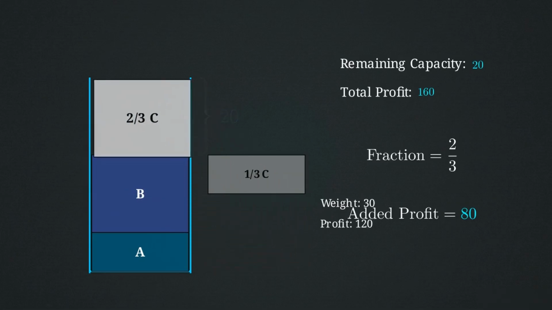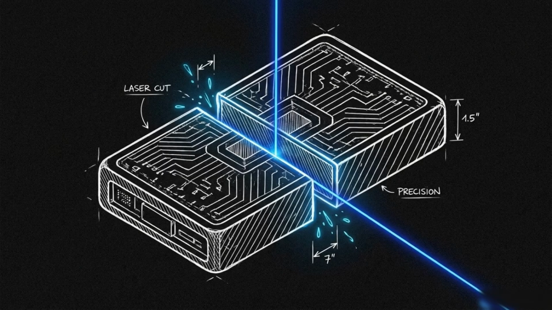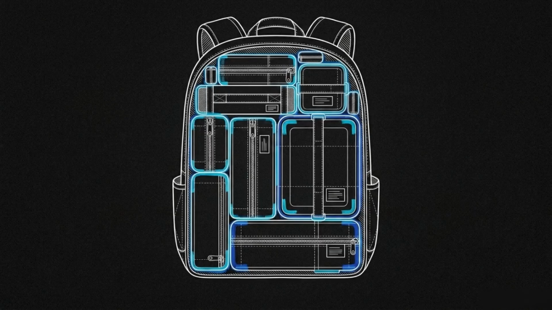To find our added value, we multiply that 2/3 fraction by item C's total profit of 120, giving us 80. We pack that final fractional piece. Our bag's capacity zeroes out, and our total profit settles at 240. Slicing the final item allows us to use every unit of the bag's capacity. This ensures we maximize the profit within the strict weight limit provided.